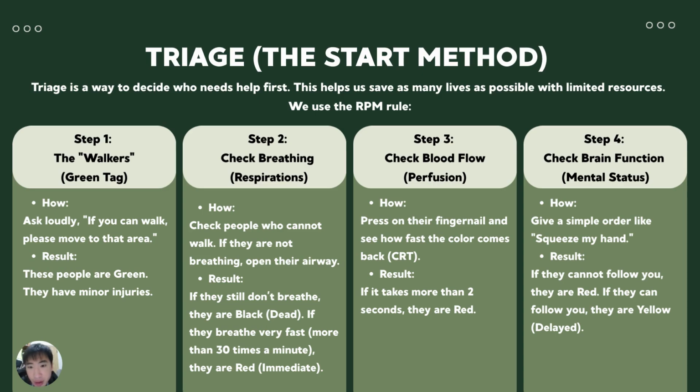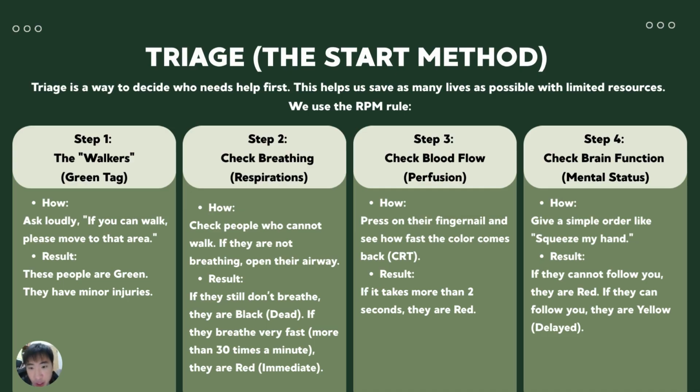Result: These people are green. They have minor injuries. Step 2. Check breathing. Respiration. How: check people who cannot walk to see if they can breathe. Open their airway. Result: If they still don't breathe, they are black. If they breathe very fast, more than 30 times a minute, they are red.